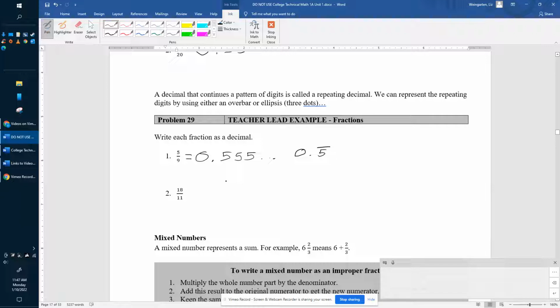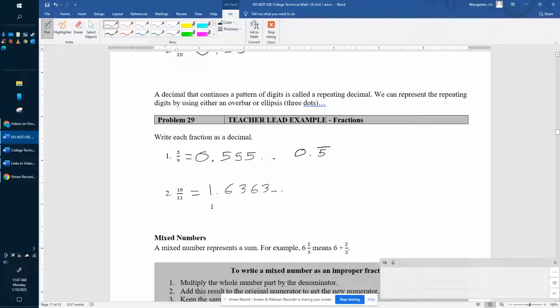Let's do our next example. In my calculator, 18 divided by 11, I get 1.63636363 over and over again. So we could go like this, 1.6363 ... You want to at least show it's repeating once before you do your ... so we know exactly what's repeating.